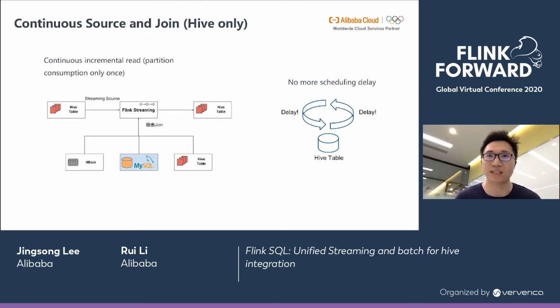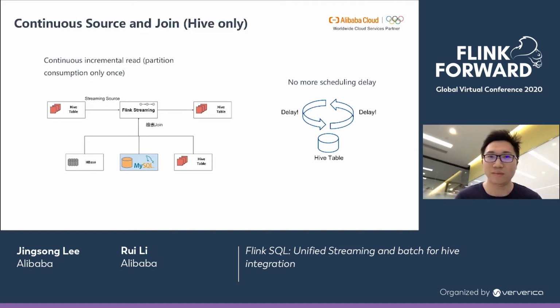Data is stored in the offline data warehouse, so we need to use a Hive table for the dimension join. Now Flink can also allow direct dimension table join with a Hive table.